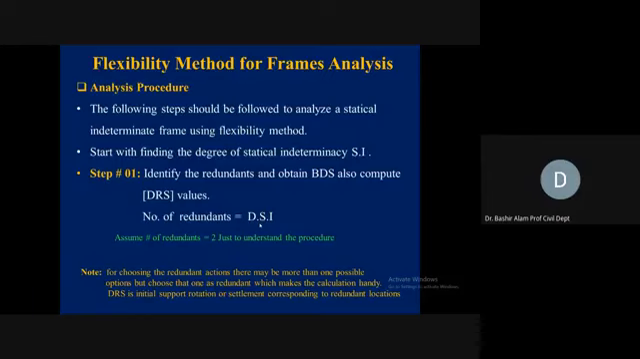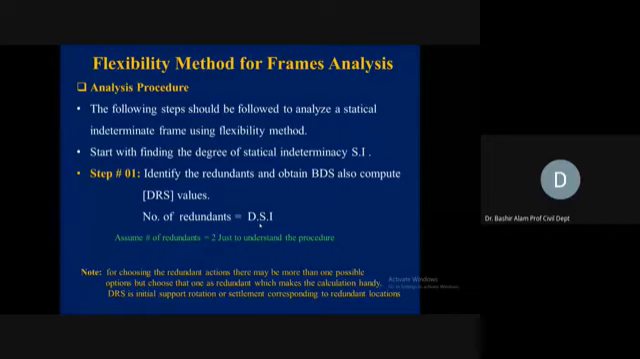Now identify the redundants and obtain the basic determinate structure. Also compute the DRS values. The number of redundants will be equal to the degree of statical indeterminacy. Let's assume the number of redundants is equal to 2. Just to understand the procedure, we are considering a 2 degree problem.